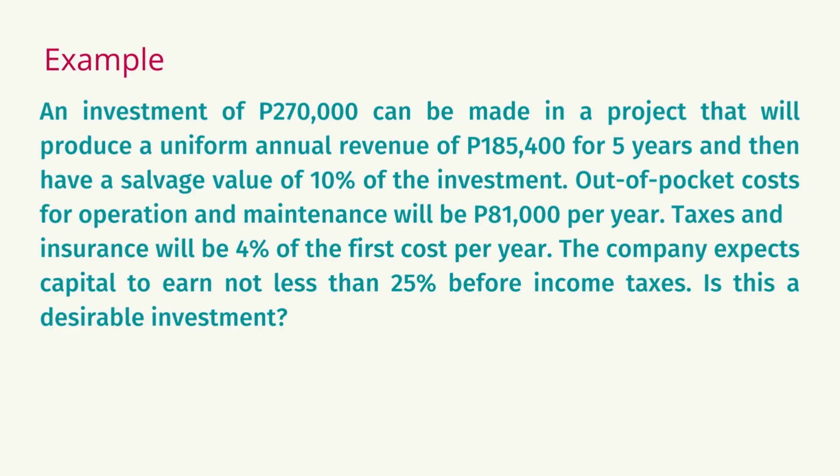Let's use the same example that we used in the ROR, or rate of return method example. An investment of 270,000 can be made in a project that will produce a uniform annual revenue of 185,400 for 5 years and then have a salvage value of 10% of the investment. Out-of-pocket costs for operation and maintenance will be 81,000 pesos per year. Taxes and insurance will be 4% of the first cost per year, and the company expects capital to earn not less than 25% before income taxes. Is this a desirable investment?